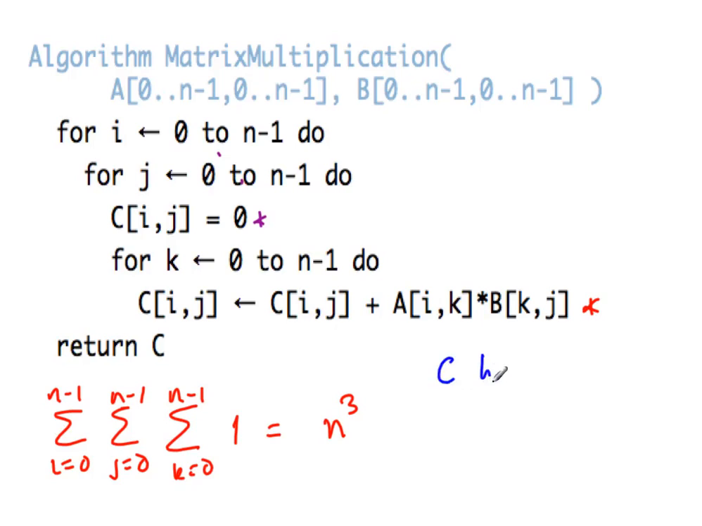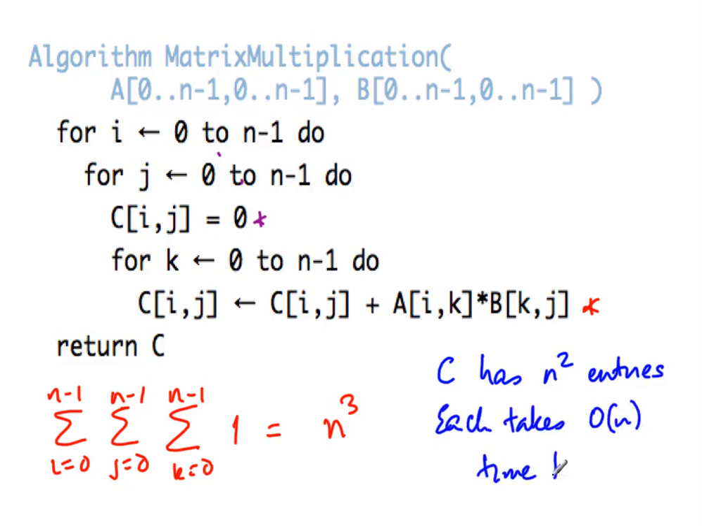So we have C has n squared entries, so we have to compute all of them, and each takes order n time to compute, because we have to run through n terms of the form Aik Bkj in order to compute a single Cij. Right? So there are two different ways to estimate this complexity.